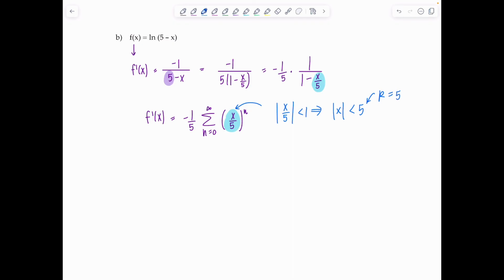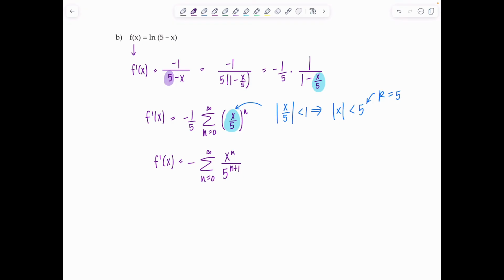Okay, let's clean up this power series here. So f prime of x, I'm going to have negative sum n equals 0 to infinity x to the n over 5 to the n plus 1. Why plus 1? Because I put this 5 to the first inside as well. Okay, good. Look at us. We've got a power series for f prime. Is that what they wanted? No, they did not. They want a power series for f. So how do we get there?